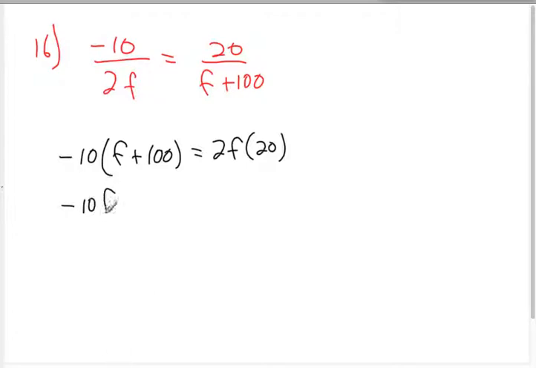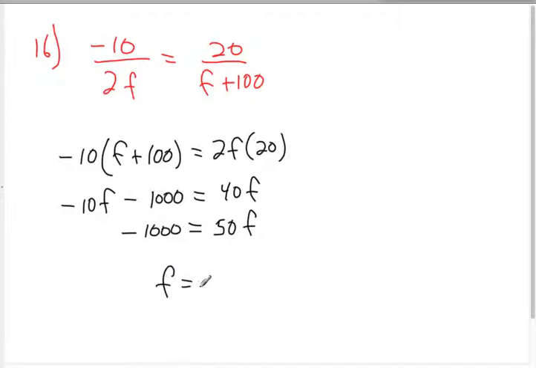So we have negative 10f minus 1,000 equals 40f. I'm going to add 10f to both sides, so now I have negative 1,000 equals 50f. I'm going to divide by 50. So 1,000 divided by 50 is what? 20. Yeah. Negative 20 in this case because it's negative 1,000. Let's double check.